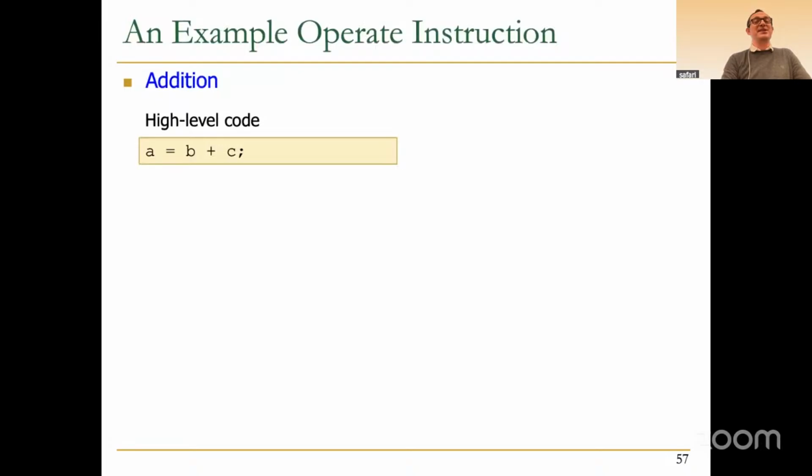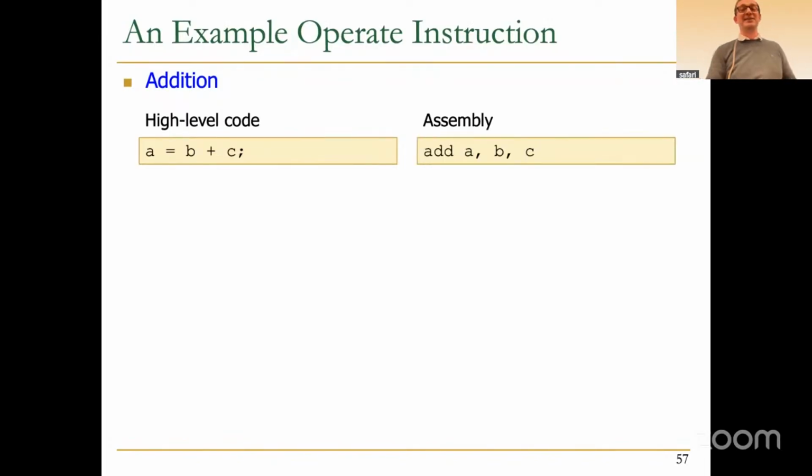So let's start with some example instructions. This is an example operate instruction, right? High-level code. This is not an instruction yet. A equals B plus C. You could use your favorite programming language, declare your variables. You can say A equals B plus C, right? It's possible to do that.